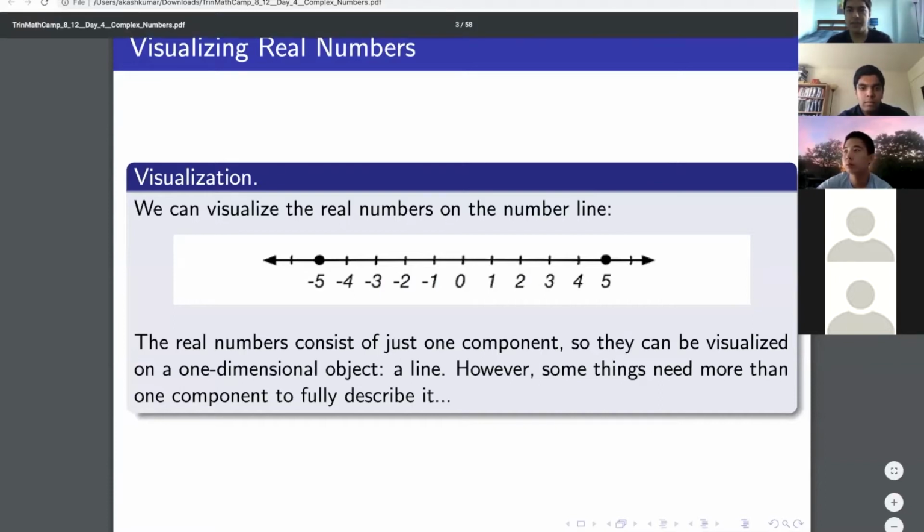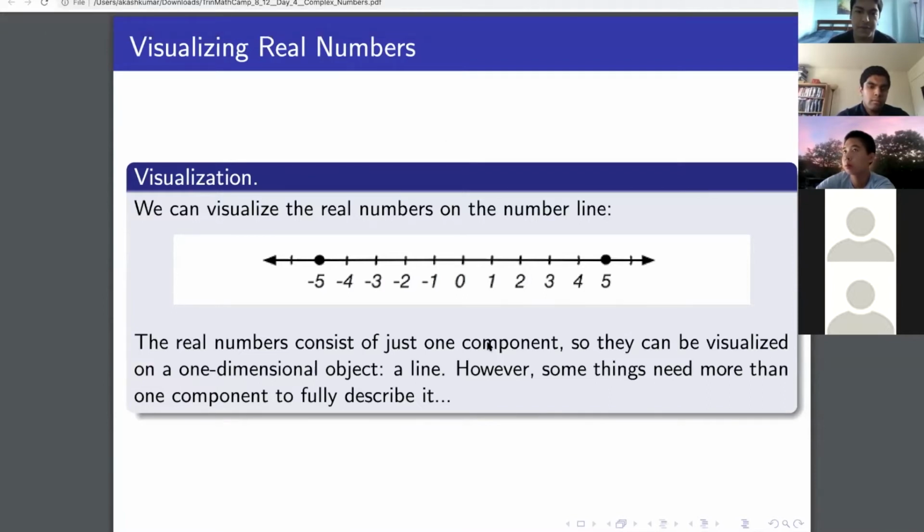And the reason that you can represent it on a line is because real numbers consist of just one component. So that might be a little bit of a weird concept to wrap your head around, this idea of one component, but that definitely will make more sense later. So what I mean by one component is that if you're told just one piece of information about a real number, so if I told you like 7 or 7.5, you would know exactly where on this number line to go to. But sometimes you need more than just one piece of information.